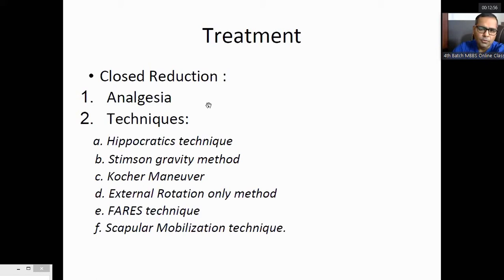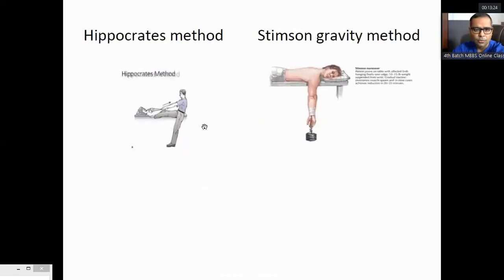So coming to the treatment, generally the joint is reduced by closed methods. We need adequate analgesia, and these are reduced in the emergency department only, giving some conscious sedation as well as some intra-articular local anesthetics. So many different techniques have been described in the literature, which I have shown in the pictures.